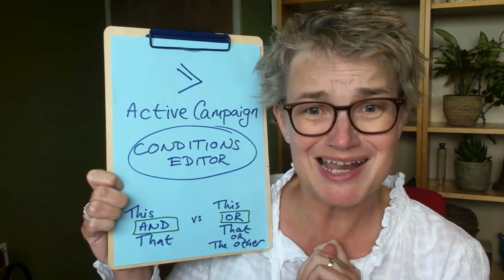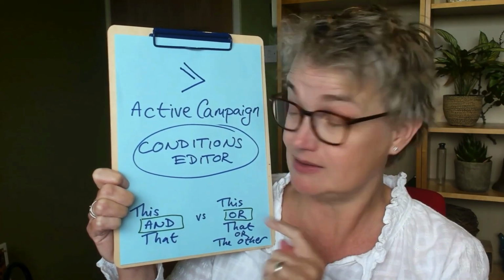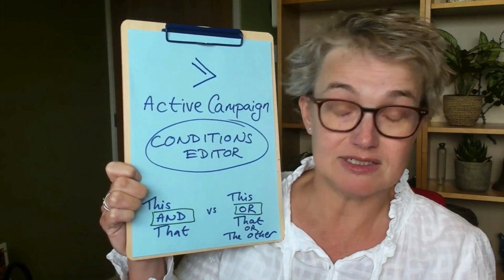I'm going to explain this with Lego minifigures so that this all makes sense. But this thing, the conditions editor, it's also sometimes called the segment editor. It's really important in ActiveCampaign, and you need to get comfy with it if you are going to get the best out of your ActiveCampaign account.